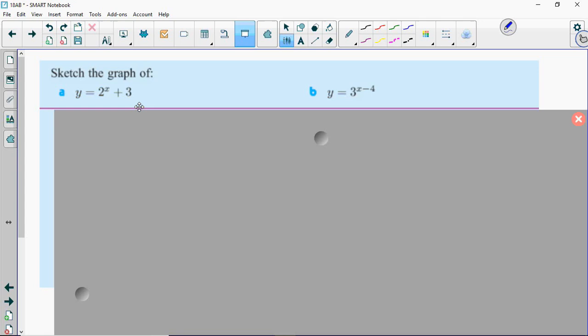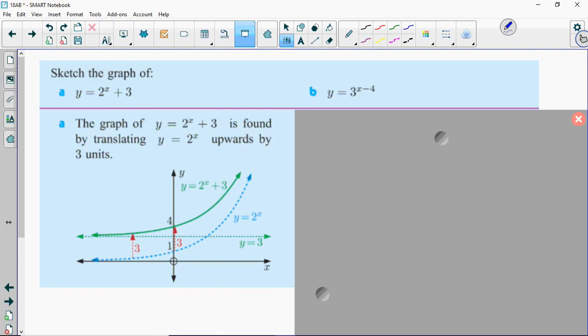I could get a couple of key points by choosing specific values for x. Yes, that's true. But the important points, the y-intercept and that horizontal asymptote, I should be able to figure those out really fast just by thinking about function transformations.